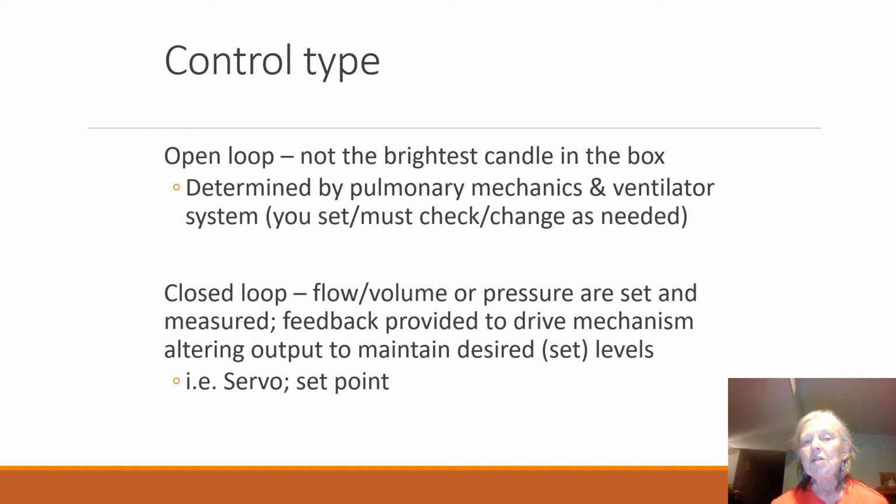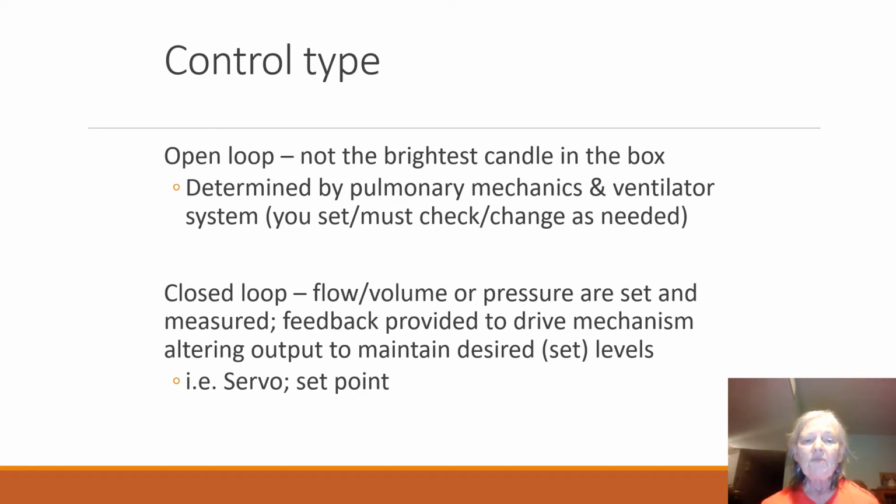There's two control types we talk about with ventilators. One is called an open loop. This is the ventilator that's not the brightest ventilator in the world. If you want to make changes to it, you have to make the changes. You have to monitor your machine, make sure your machine is delivering the things that they need to be delivering to the patient. They need to make sure that if the patient's not meeting their needs, that somehow you can alarm or let you know that there's something going on with it. So you always have to check it, because the machine is not going to do this for you.